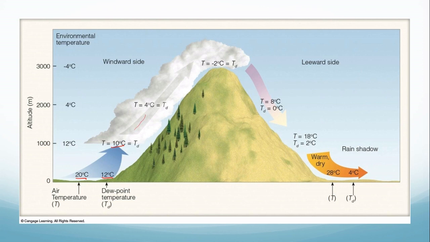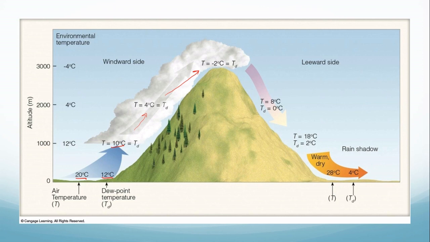As it rises, it is now moist, so it cools at a rate of 6 degrees Celsius per kilometer, so it drops from 10 to 4 to -2. And as it's condensing, it's leaving water behind, so your dew point drops as well from 10 down to 4 down to -2, because the amount of water you have in the air has dropped significantly with condensation.